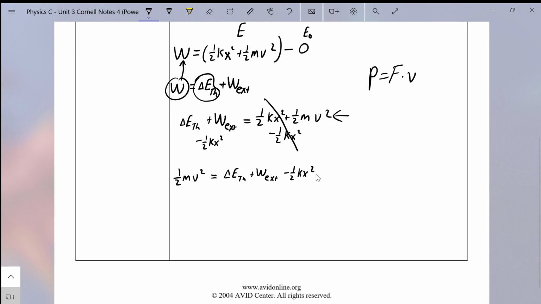Then if I multiply both sides by 2 and divide by the mass m, I get that V is equal to the square root of 2 times delta E thermal plus work external minus 1/2 kx squared, all over m.